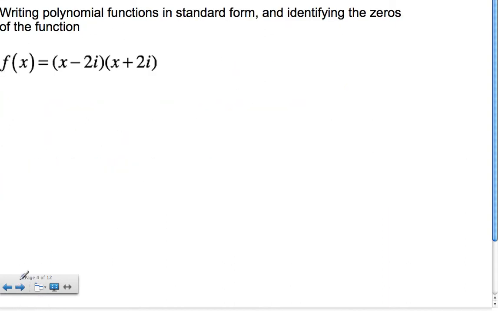Writing polynomial functions in standard form and identifying the zeros of a function. If you notice, this looks familiar, but it's slightly different because we have the imaginary number in there. If I were to ask you what the zeros of this function are, I would hope you would be able to tell me that for this first factor, it would be 2i, and for the second factor, it would be negative 2i.